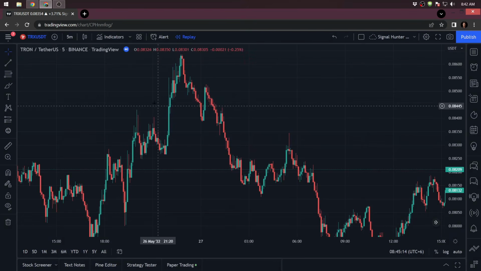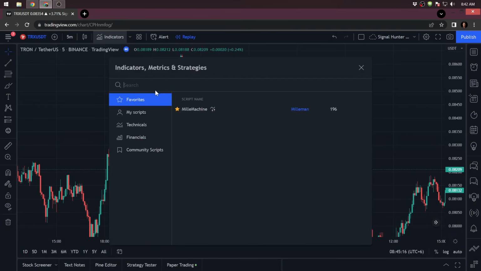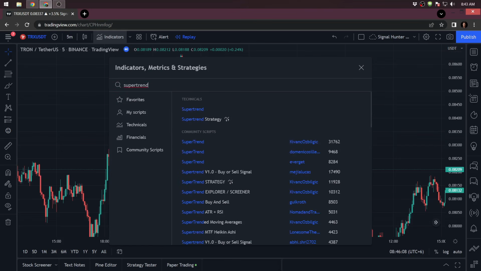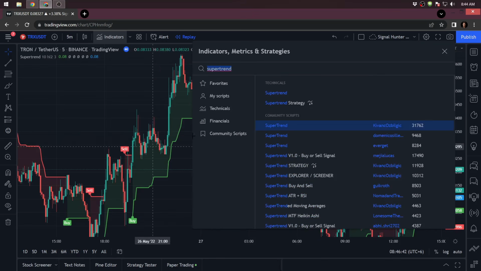So first I go to the indicator library, and the first indicator I want to add is named Supertrend. So I simply write here Supertrend. On the right side you can see we find many indicators named Supertrend, but I look for the Supertrend by Ivan Blick, and you can also see it's used by over 31,000 active traders. So I simply click to add it on my chart. Okay, we have successfully added the Supertrend indicator.